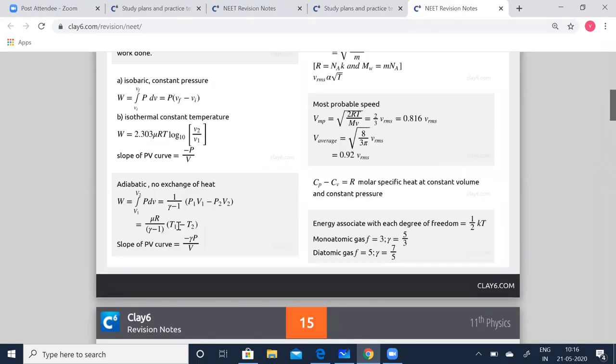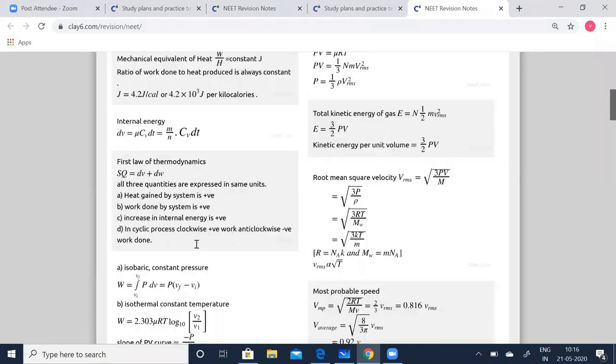You have to look at the formula which is given. If pressure and volume are given, then you can use the first formula. If temperature is given, then you can use the second formula, T1 minus T2. The slope of the PV curve is equal to minus gamma P by V. So with this, we come to an end.